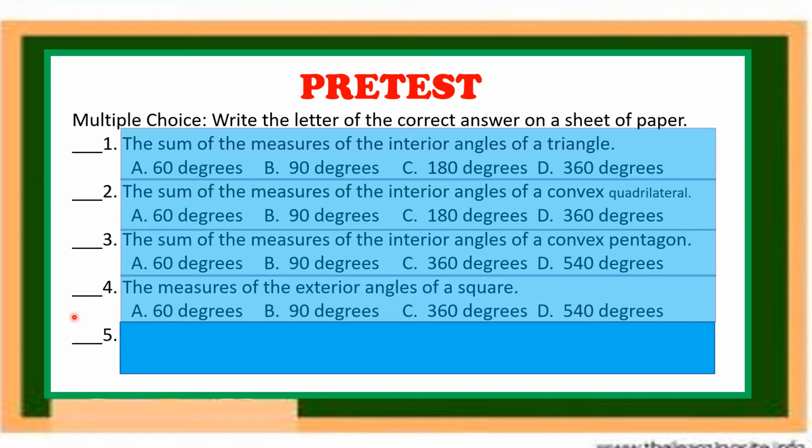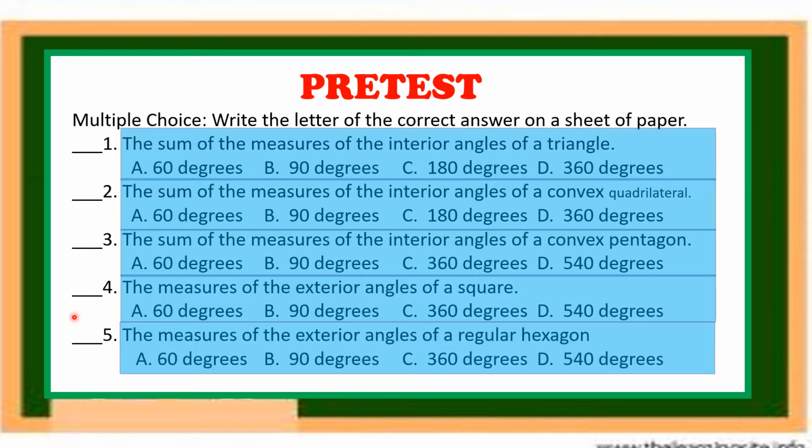Number 4. The measures of the exterior angles of a square. Letter A, 60 degrees. Letter B, 90 degrees. Letter C, 360 degrees. Letter D, 540 degrees. Number 5. The measures of the exterior angles of a regular hexagon. Letter A, 60 degrees. Letter B, 90 degrees. Letter C, 360 degrees. Letter D, 540 degrees.